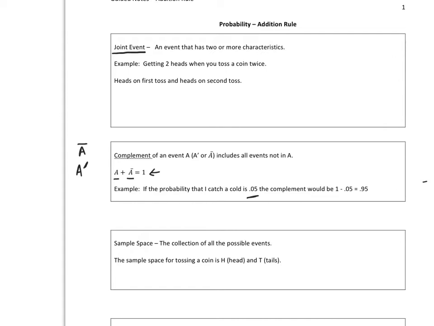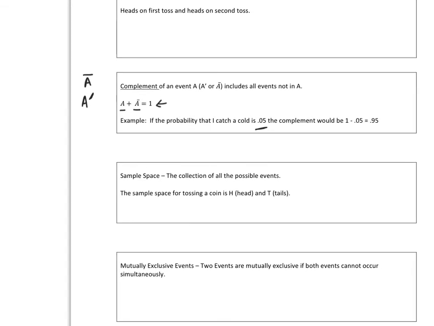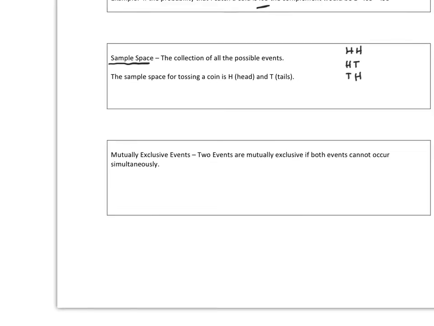The sample space, that's a collection of all possible events. So the sample space for tossing a coin one time would be either a head or tail. If you're tossing a coin 2 times, you'd have to list all the events: it might be a head and a head, or a head and tail, or a tail and a head, or tail and tail. All those events would be part of the sample space. Mutually exclusive events. 2 events are mutually exclusive if both events cannot occur simultaneously.